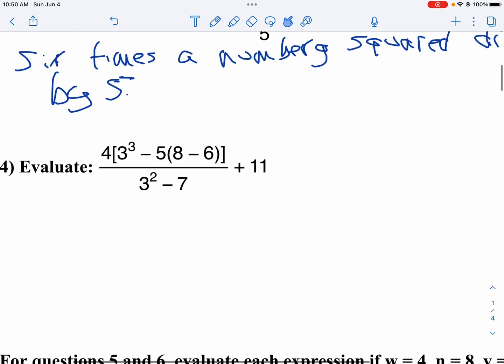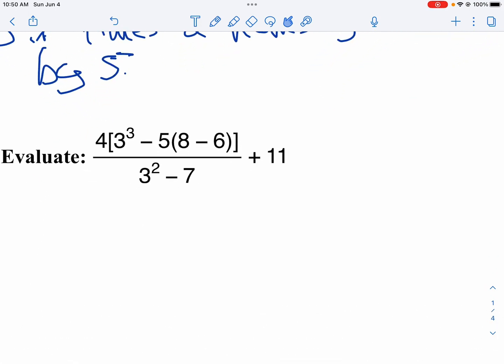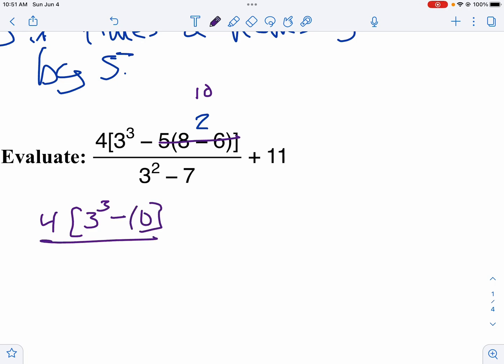Question number 4. I know we studied distributive property, but there's no reason to use distributive property here. We have all numbers. Let's just do some simplifying. Notice 8 minus 6 is 2. And then we take 5 times 2, and that would make this whole part 10. I'm going to rewrite this part for right now. So I'm going to say 4 times 3 cubed minus 10 divided by 3 squared minus 7 and then plus 11. We've got a lot going on here.